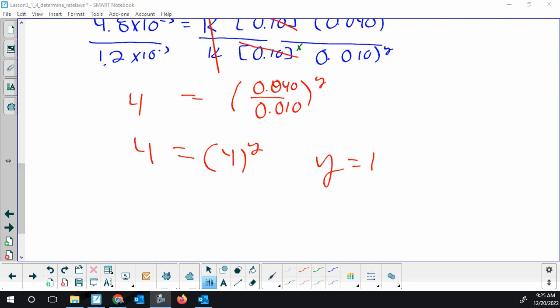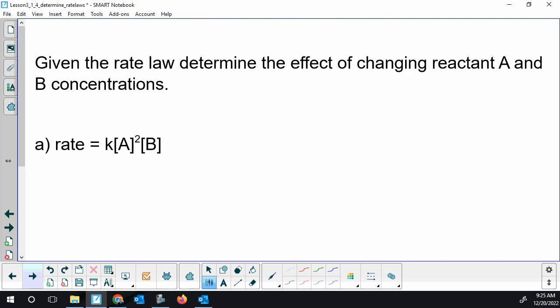A little bit more quickly playing with the rate laws and those powers, and then we'll do another similar example, but we'll calculate the K value. We'll calculate some rates in our next question.